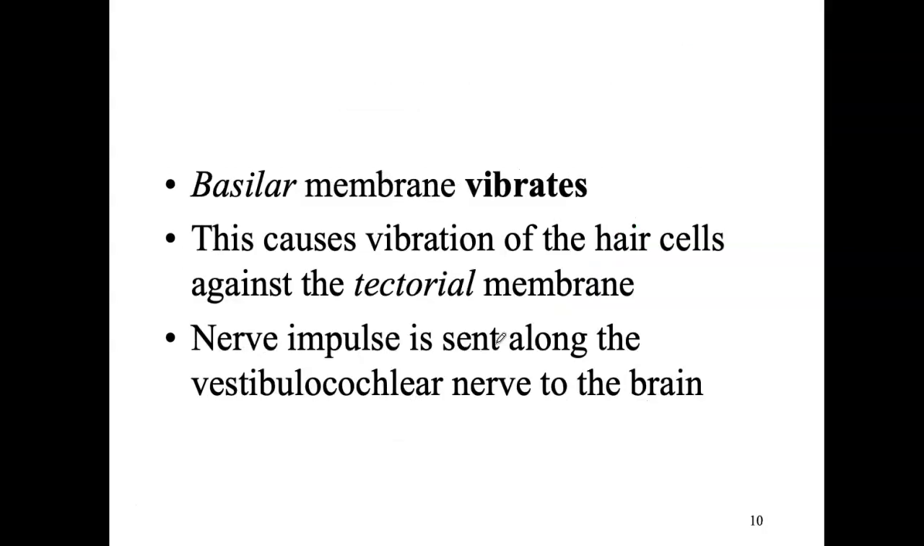And the basilar membrane vibrates. And this causes vibration of the hair cells against the ceiling. And the ceiling is the tectorial membrane. So in that case, a nerve impulse is sent along a specific nerve. What nerve? It's actually called the vestibulocochlear nerve, and it goes off to the brain. And now you're going to detect sound.